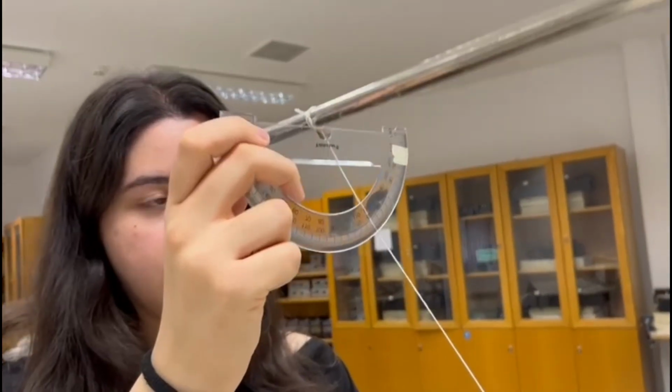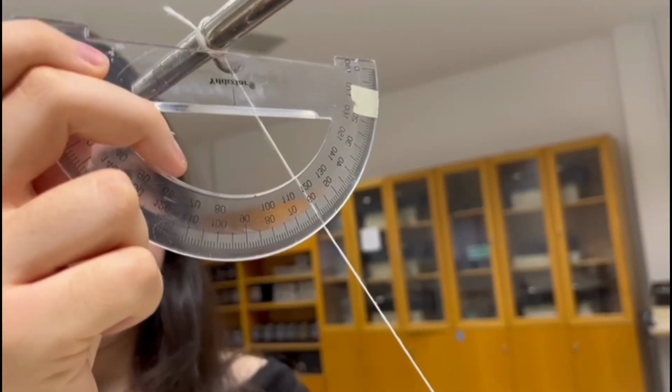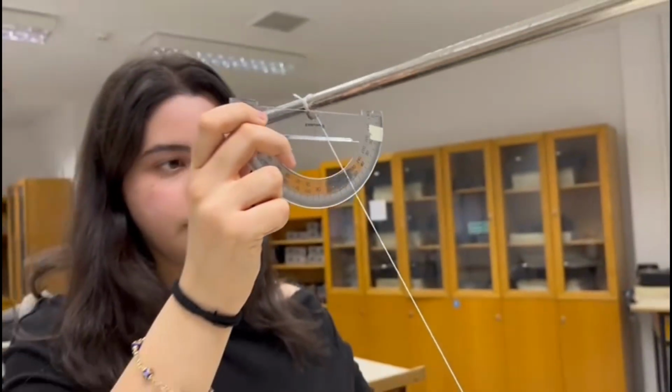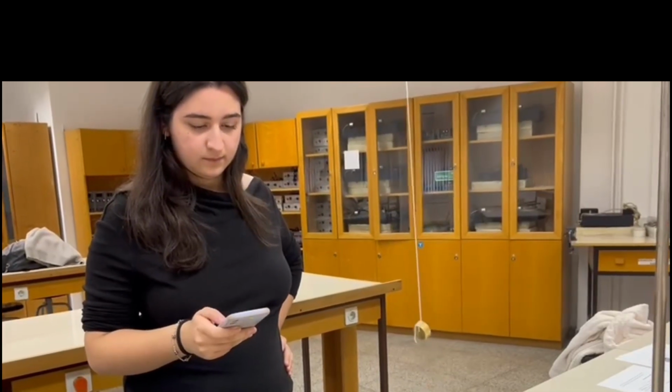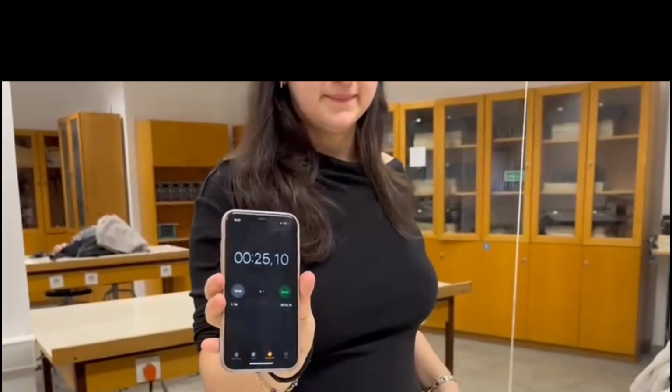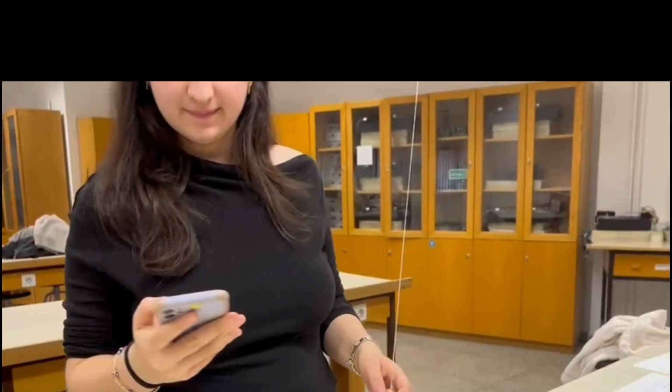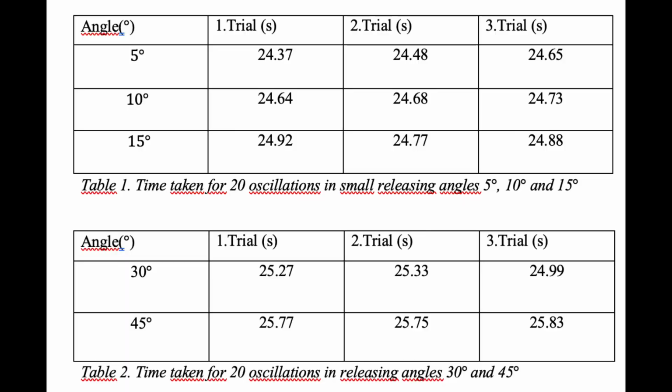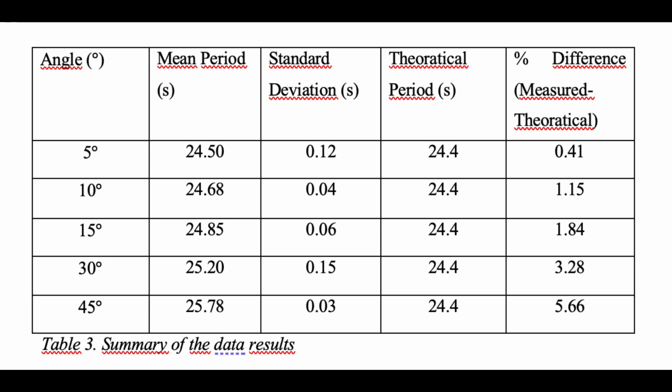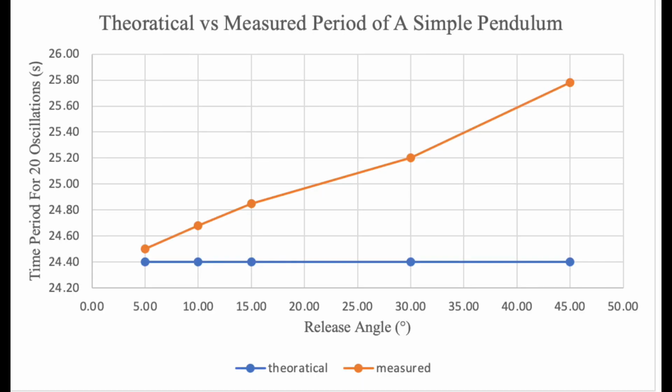By repeating these steps 3 times for all angles, respectively 5, 10, 15, 30, and 45 degrees, random errors can be minimized. Here you can see the data I have collected and also the mean period and standard deviations for each angle. In conclusion, this experiment examined how the release angle influences the period of a simple pendulum and evaluated the validity of the small angle approximation.